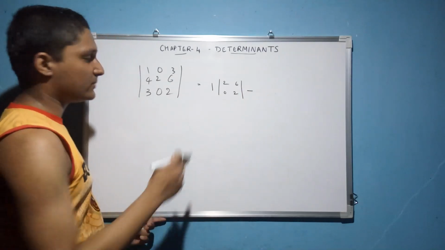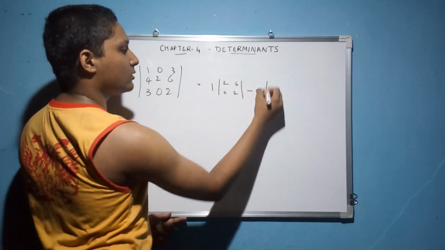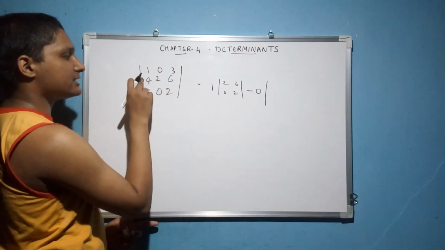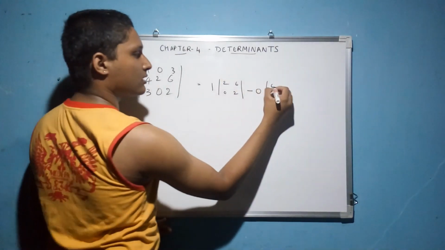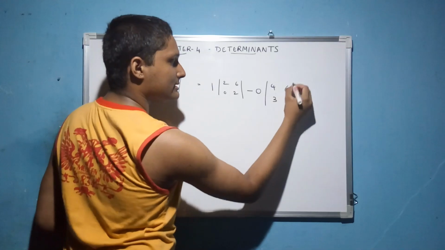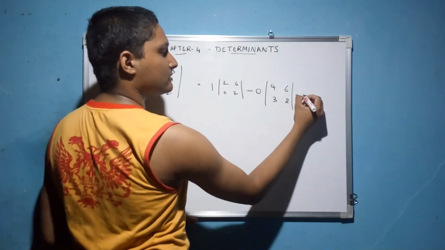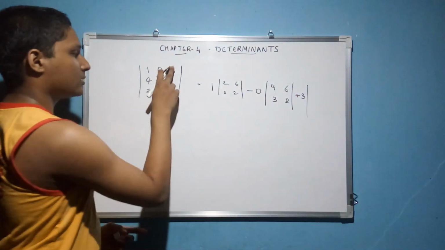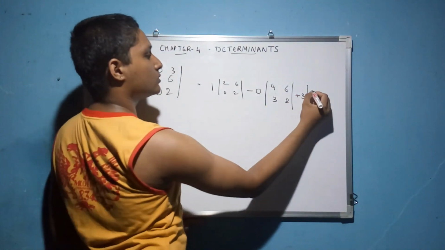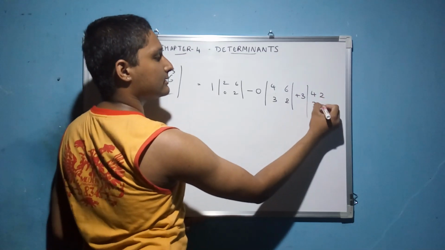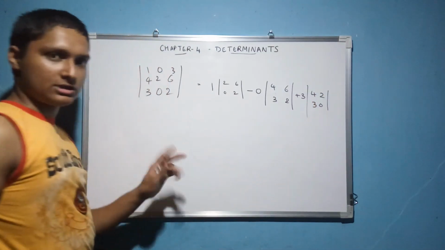Then the second term is going to be negative, right? So minus 0 into the determinant of 4, 2, 3, 6. Then the third one is going to be positive. Then you have 3 here, 3 times the determinant of 4, 2, 3, 0. This you need to just calculate.